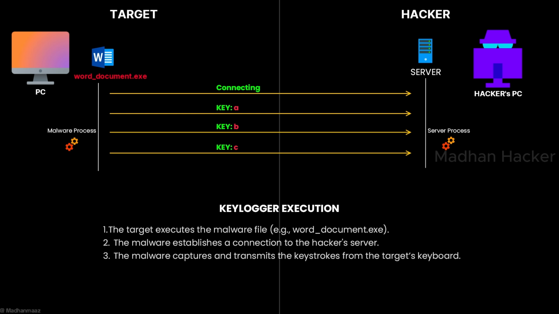This image shows the workflow of a keylogger. The target executes the malware file, for example, Word document exe. The malware establishes a connection to the hacker's server. The malware captures and transmits the keystrokes from the target's keyboard.